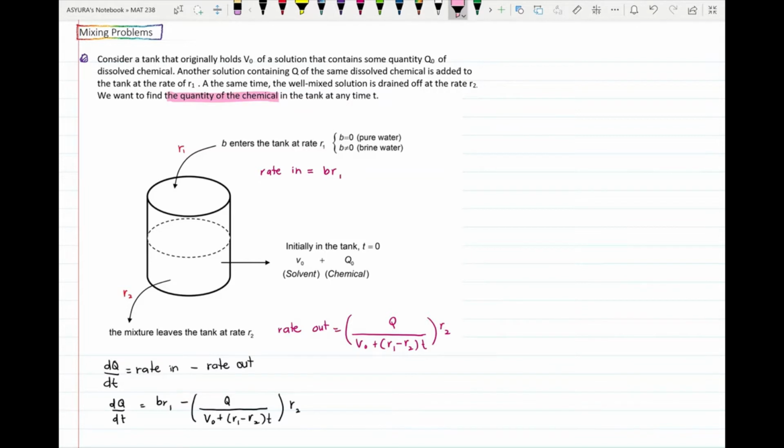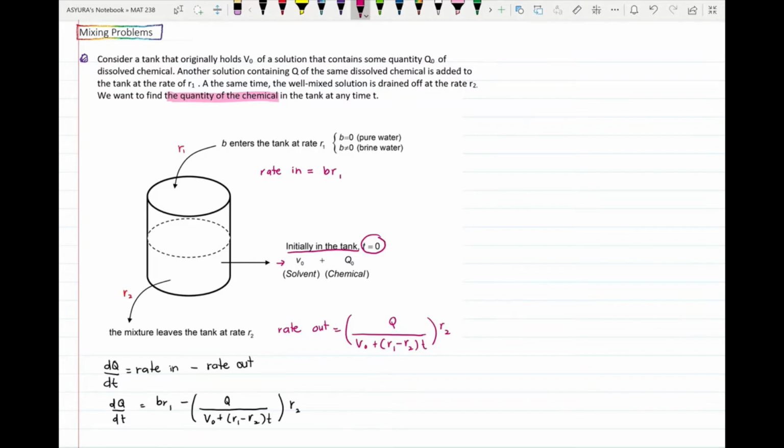Okay, so here we have a tank. Your initial solution in the tank, that is when t equals 0, will be V0 plus Q0. So it depends on your case, either you have the Q0 or not. If, let's say, the question says the original solution in your tank is pure water, then there will be no value of Q0. So it depends on your question.